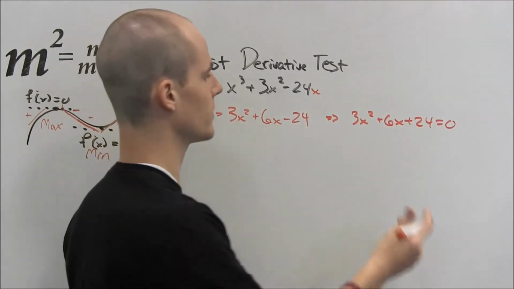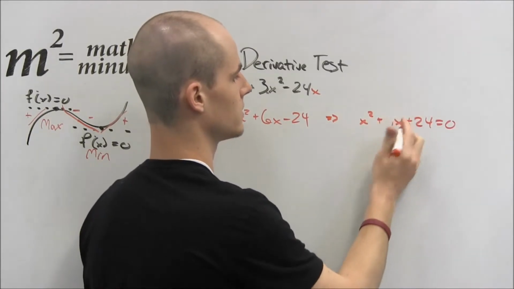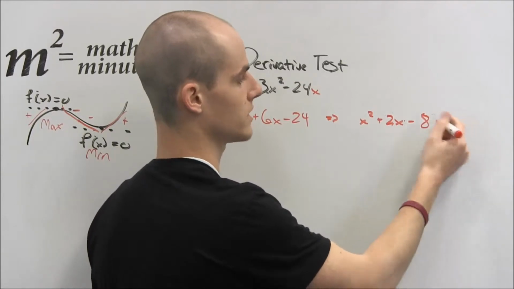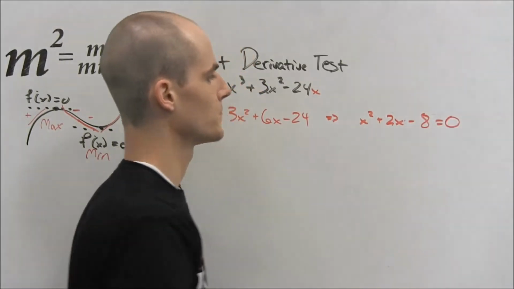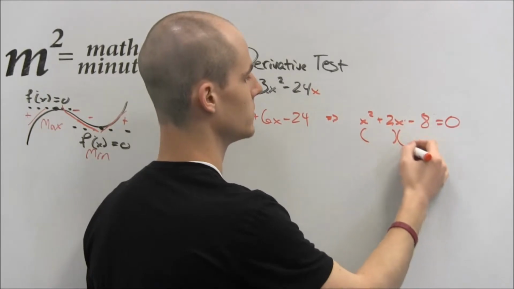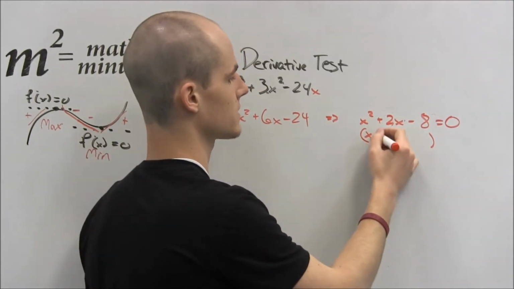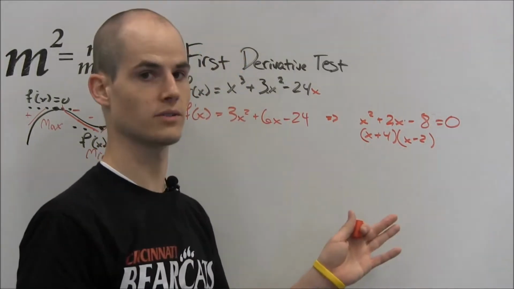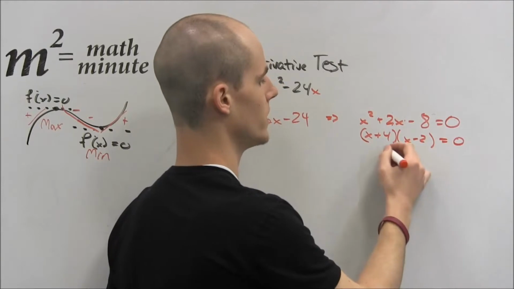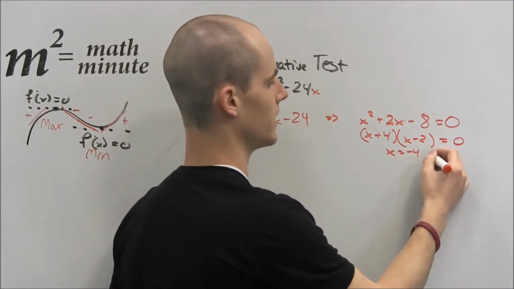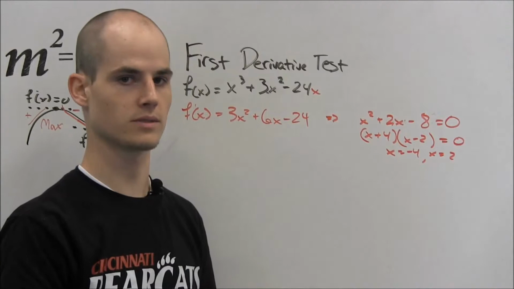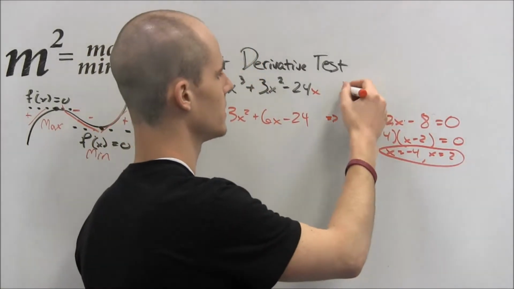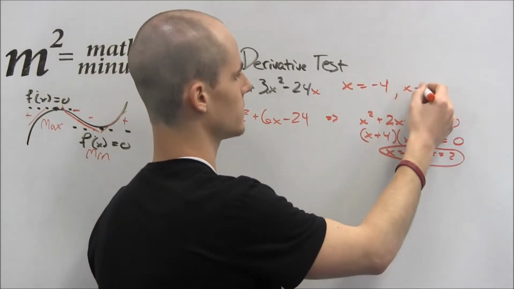We can divide the whole thing by 3, which gives us x squared plus 2x minus 8 equals 0 divided by 3, which is 0. Now, from this, we need to factor it, giving us (x plus 4)(x minus 2). What this gives us is critical values, because we know x equals negative 4 and x equals 2 will make this function equal 0. These are known, like I said, as critical values, and they're going to be very helpful in a second. So x equals negative 4, x equals 2.